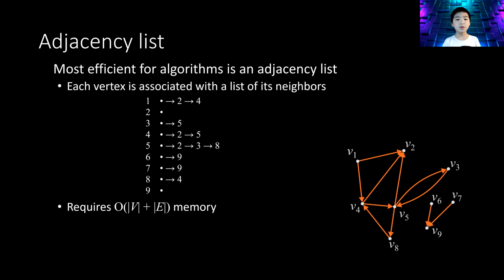Another implementation for graphs is with an adjacency list. In adjacency lists, each vertex in the graph is associated with a list of its neighbors. So this is essentially a sparse matrix representation. If we use this implementation, the memory usage will be in the order of the number of vertices plus the number of edges.